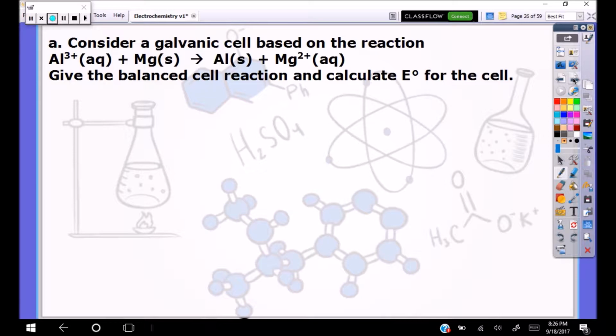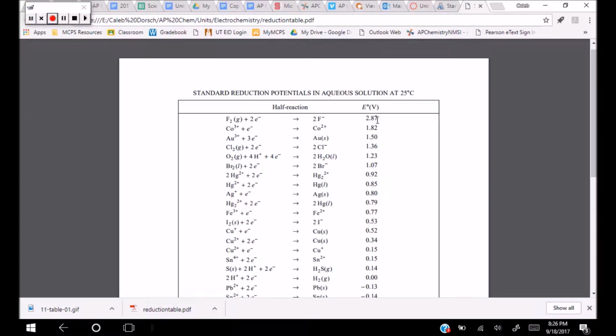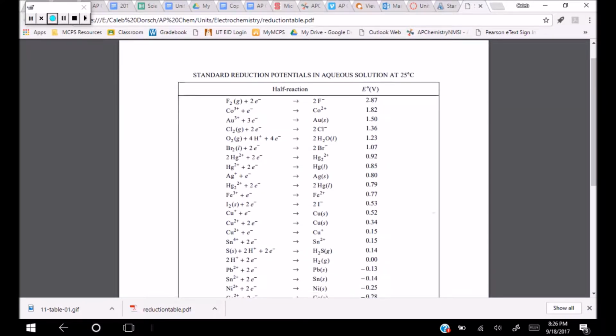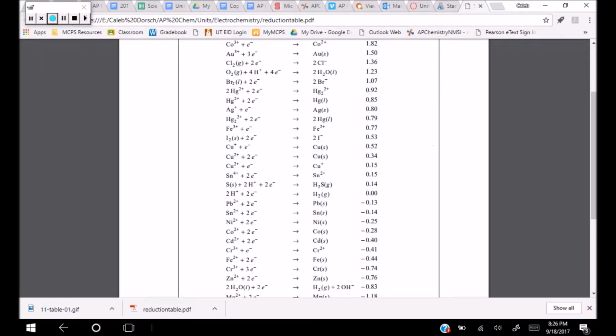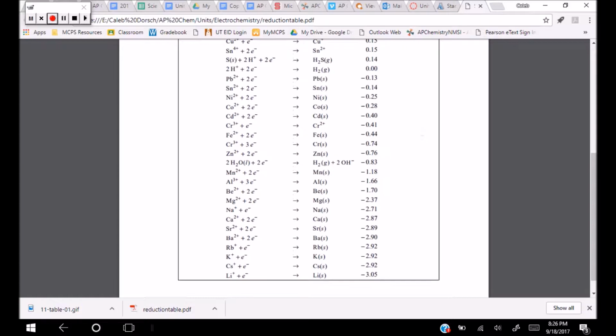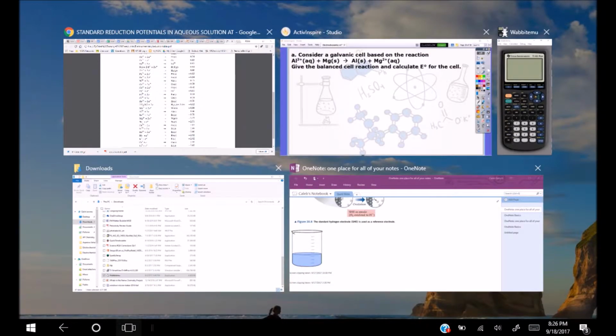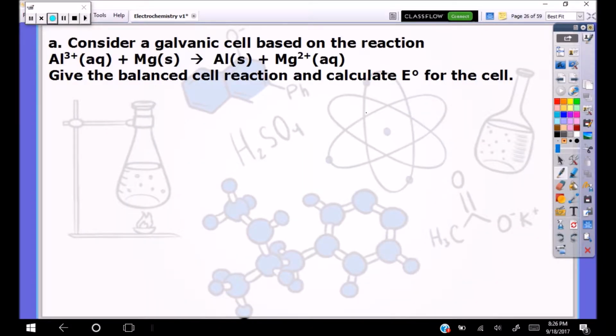Okay, so let's look up our half reactions. And we want to look up our half reactions as is. So you have to scroll through our table. This is the hardest part, trying to find them all. Okay, so we have magnesium 2 plus, it's down in the bottom half of this table. So magnesium 2 plus plus 2 electrons gives us magnesium solid, and that's negative 2.37. So we can copy that down.